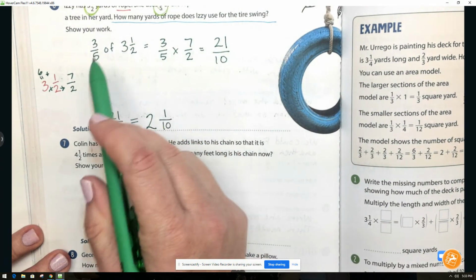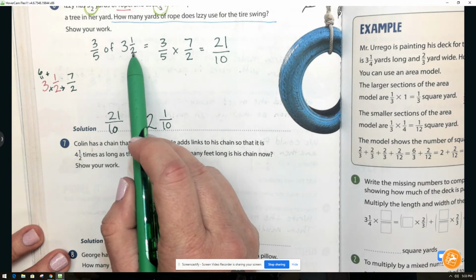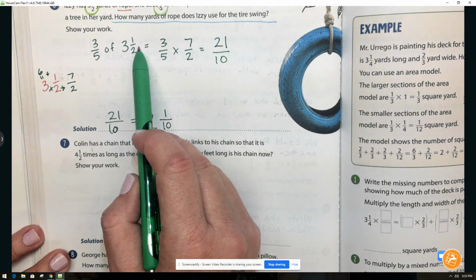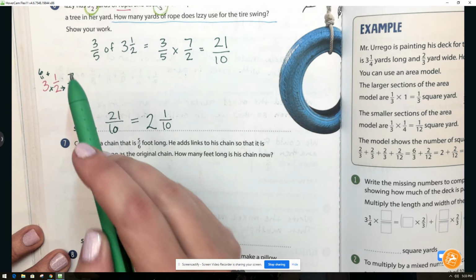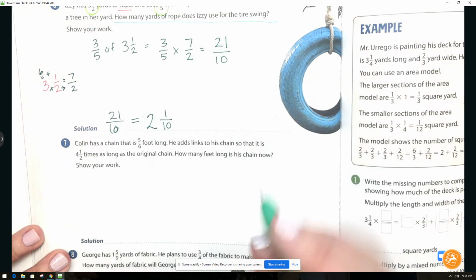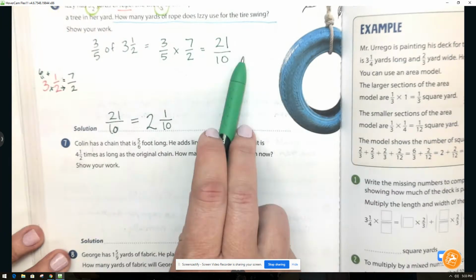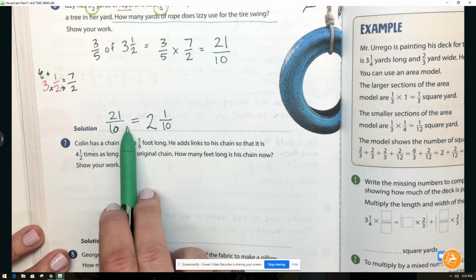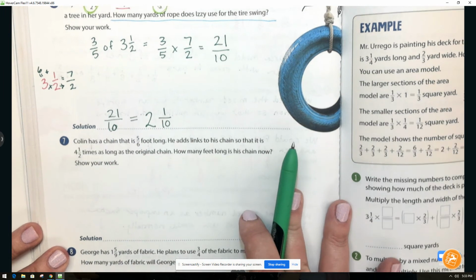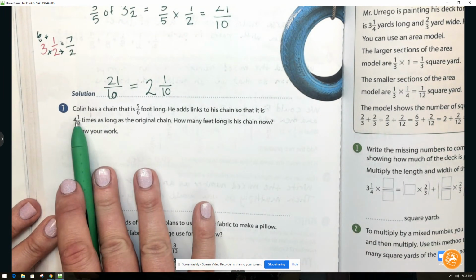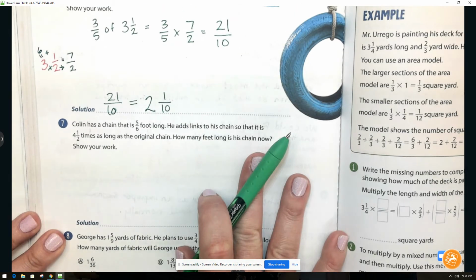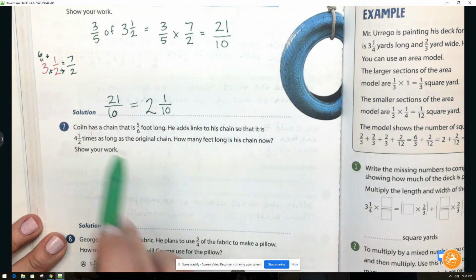So here, it didn't take too many steps. The only thing I really had to do was change this 3.5 into an improper fraction, and then multiply, and then change this improper fraction back into a mixed number. Now let's try number 7 using a different method, but still using an equation.